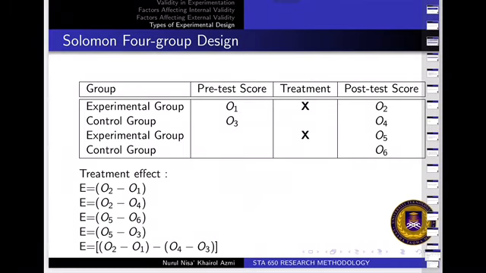And also we can get the treatment effect of O5 and the O3, the post-test for the control group. O5 is the post-test of the experimental group and the pre-test for the control group. And we can also get the similar treatment effect, before and after according to the experiment and the control group. So there is a Solomon four group design.